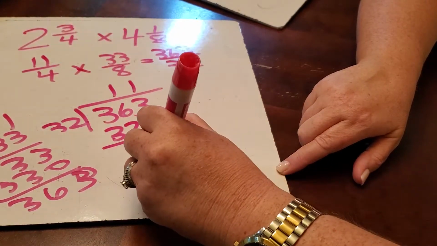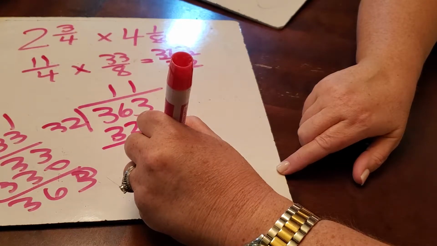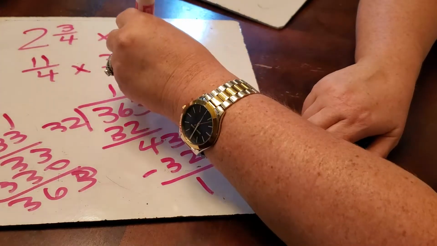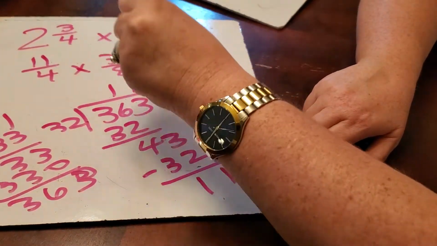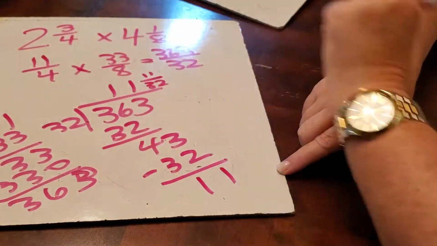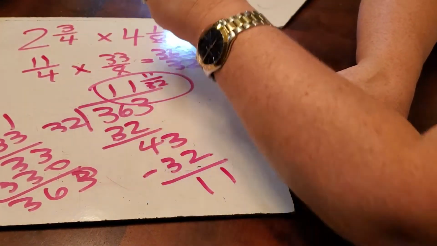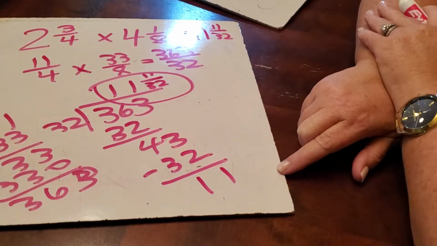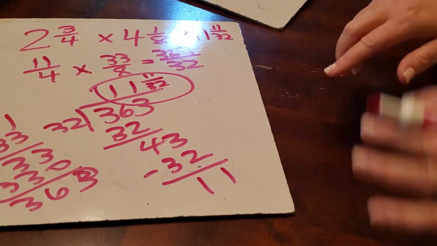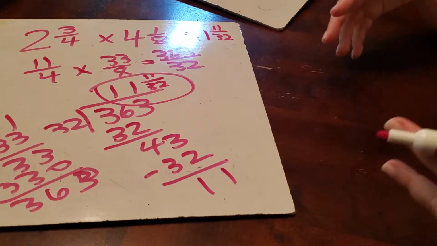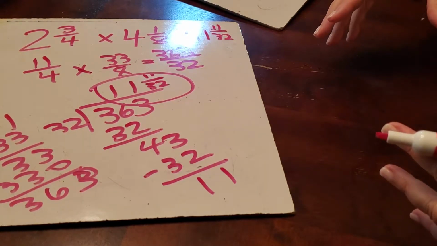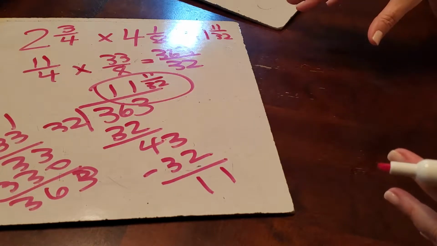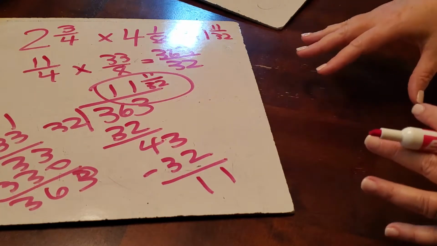All right, so let's see. And of course, they wouldn't be likely doing the standard algorithm for division, even if they had instruction on this. All right, so there's my product, 11 and 11 thirty-seconds. All right, and so I guess the thing about this is it's what we've all done, but it really doesn't extend any previous understanding. It's a completely new skill.